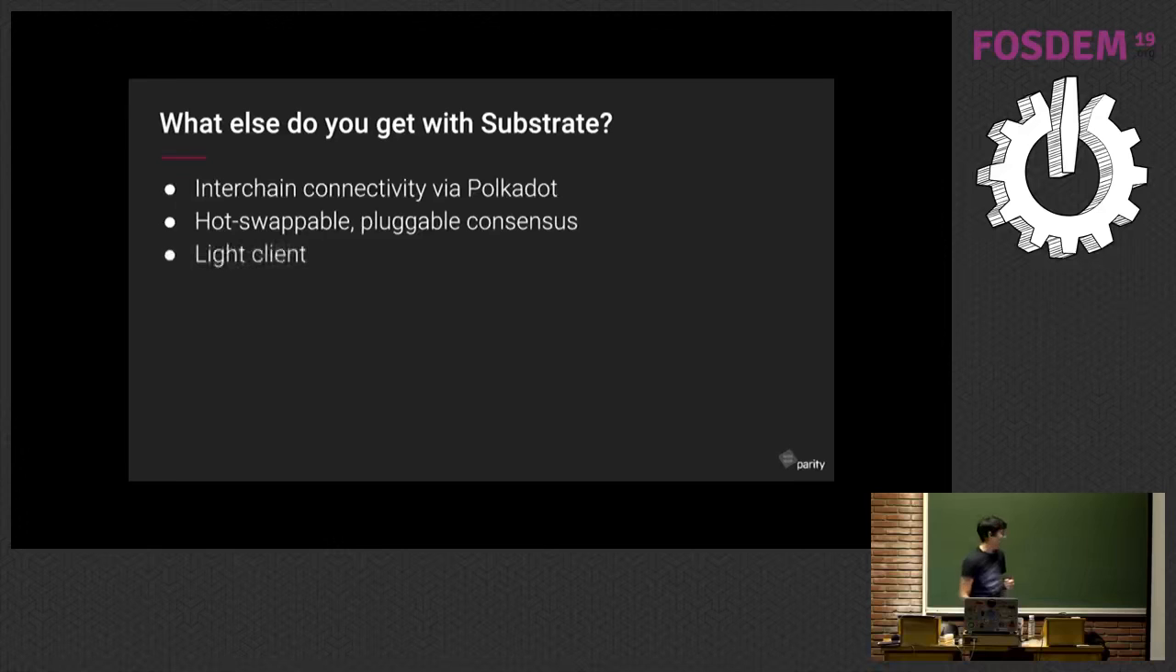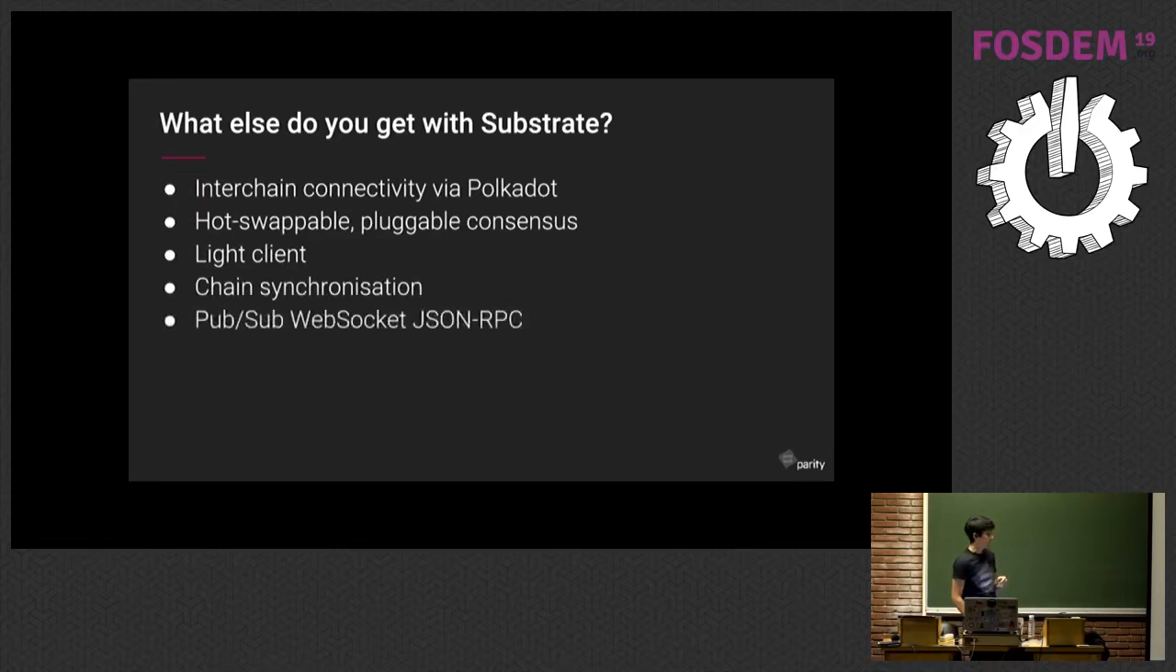You get light client support for free. There's a lot of talk of light clients in Ethereum and other projects. These are things that need to be added on top of the existing protocols. Here, we are building it as a first-class citizen, so you get it for free. We get chain synchronization automatically built in. You get a publish and subscribe WebSocket API, which we use for all of the JavaScript libraries and tooling, which we've already created and is available for you to use.